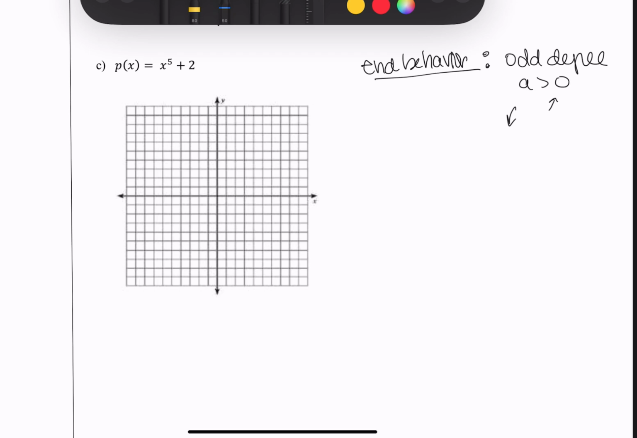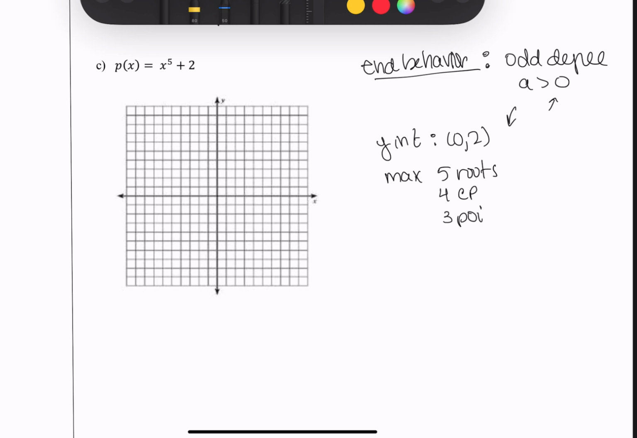I also know my y-intercept. My y-intercept is the constant here, which is at (0, 2). I also know that I can have a max of 5 roots. However, because we don't have all the terms from x to the 5th to x to the 0, you're not going to end up with those 5 roots. I know that I can then have a max of 4 critical points and a max of 3 points of inflection. Those are not going to happen because you only have the 2 terms.